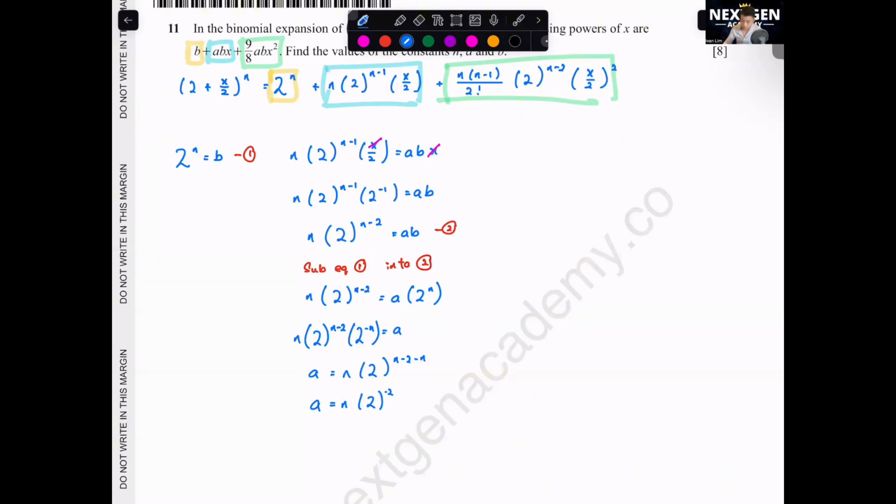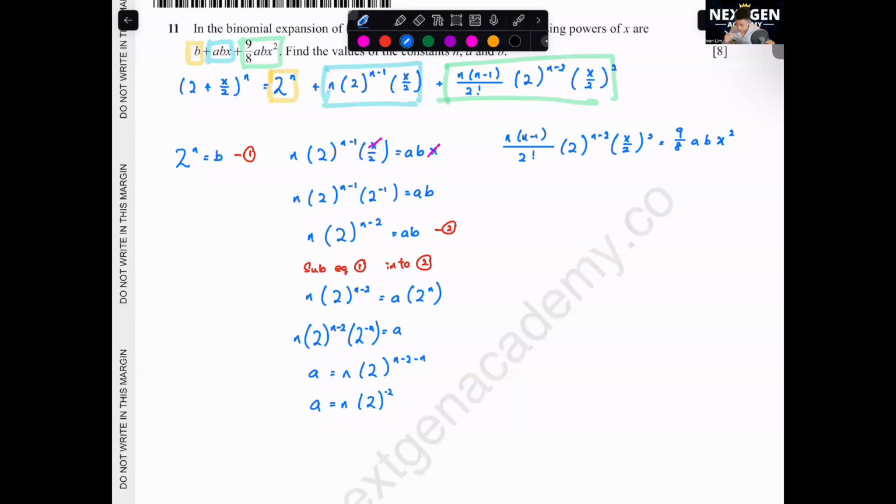Okay, third one, I'm going to look at the green color. Okay, all the green color values. So n(n minus 1) over 2 factorial, 2 to the power of n minus 2, x over 2 squared, equals 9 over 8 a b x squared. Okay, I need to later on substitute all the values inside. So the x squared and x squared can be cancelled off.